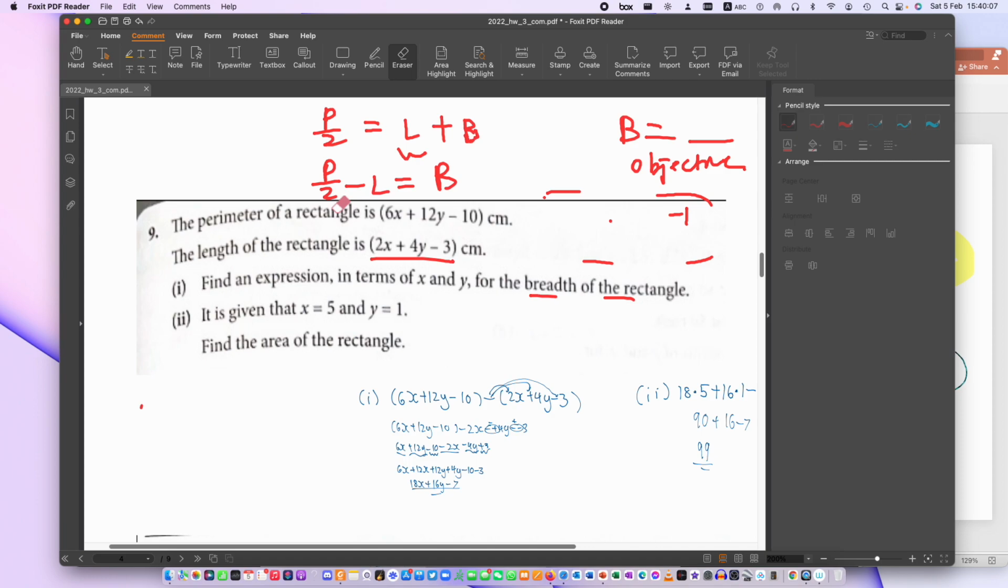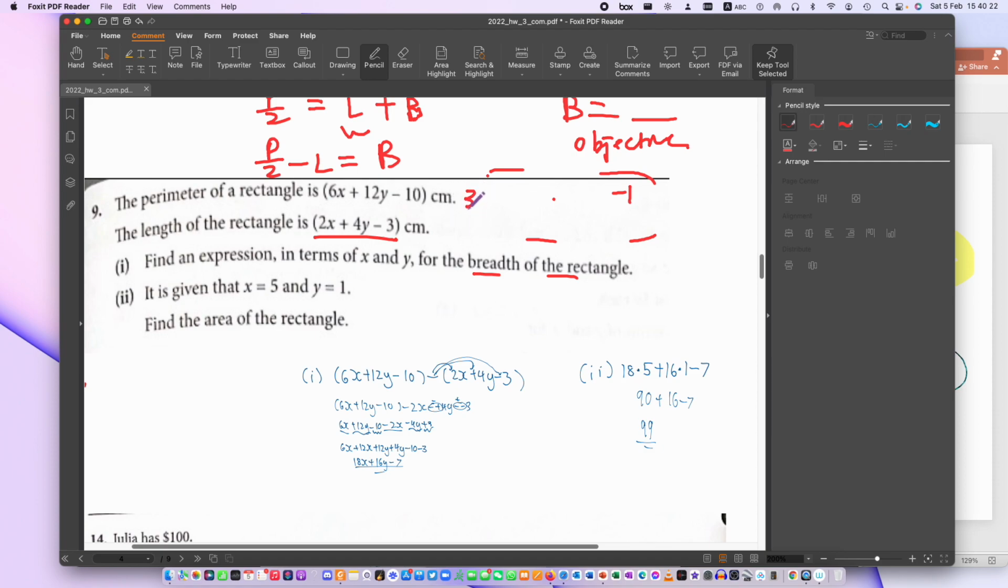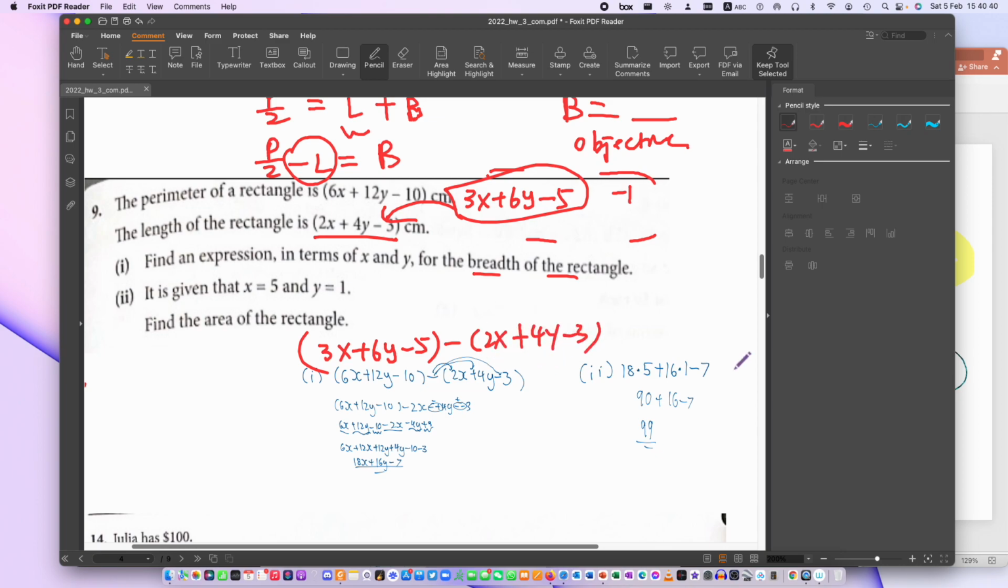So what do you get? Okay, good. So this is your P over 2. Tell me the answer. 3x plus 6y minus 5. So now you need to minus the L. So take this minus this. That means you replace this with minus 2x plus 4y minus 3. Okay? Show it. Continue from here.